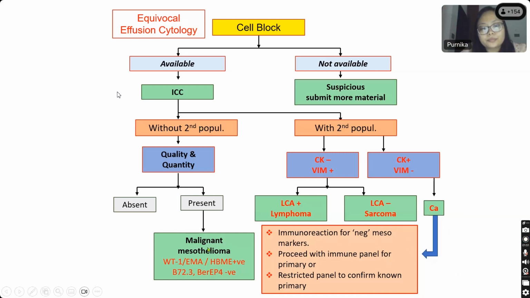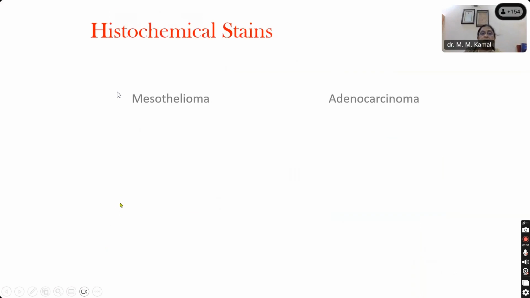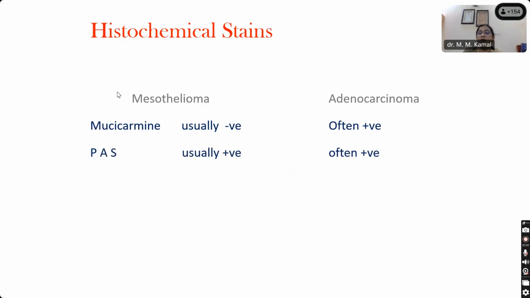Now, when you have to diagnose malignant mesothelioma, we will come to that case totally. Still, because I know that most of the peripheral medical colleges do not have the facility of immunocytochemistry, we have to keep in mind such simple stains that are always with us. So mucicarmine in mesothelioma will usually be negative. Why? Because mesothelial mucin is acidic mucin, and mucicarmine stains neutral mucins.